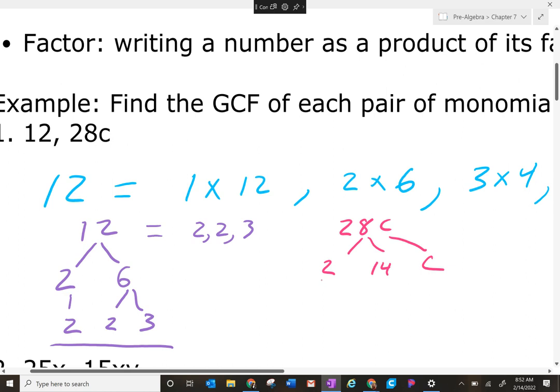Okay, this 2 is done. I'm not going to do anything with it. I'm going to keep on bringing it down. 14, I can break apart into 2 spots. That's a 2. That's a 7. That's still a C.